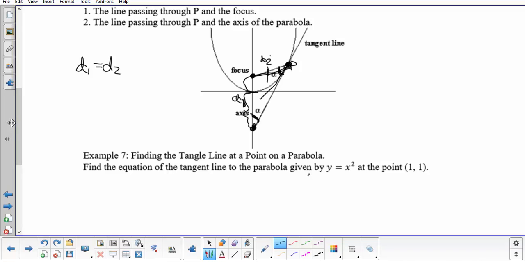So example 7 wants us to find the tangent line of a point on a parabola. Find the equation of the tangent line to the parabola given by y equals x squared at the point (1, 1). So if we sketch a picture, y equals x squared, the point (1, 1). So we have here, here, and then it's going to keep going up like this. So there's my parabola. I'm really not good at connecting points on this thing. And then I'm going to have a tangent line. So the tangent line is going to go through.